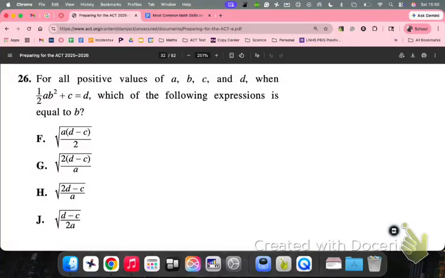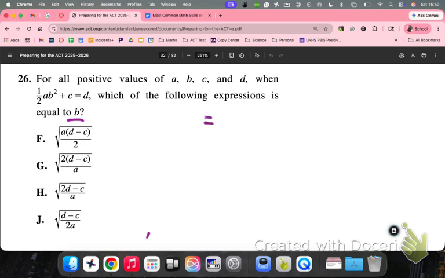For all positive values of a, b, c, and d, when 1/2 a b squared plus c equals d, which of the following expressions is equal to b? Don't freak out about all these letters. This is just saying, hey, how can I rewrite this so it's b equals instead of d equals?